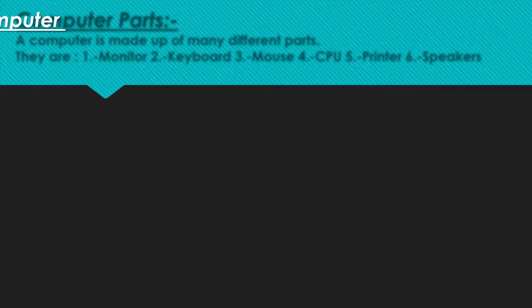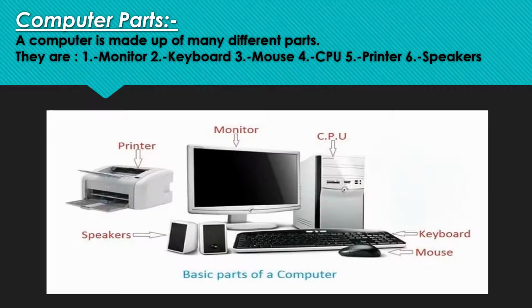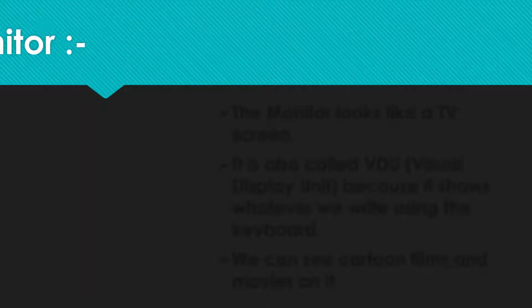Now computer parts. A computer is made up of many different parts. They are monitor, keyboard, mouse, CPU, printer and speakers. You can see the image of the basic parts of a computer. So now let's learn each part in detail. First is monitor.